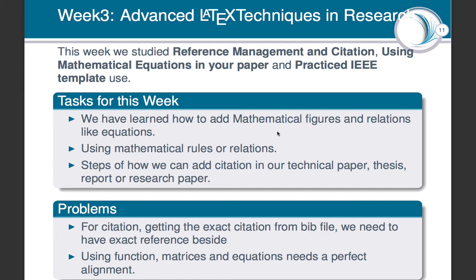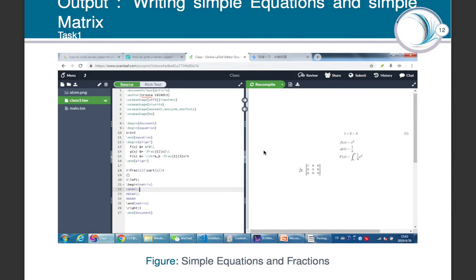Another important thing is to add mathematical figures, relations, equations, and mathematical rules when you want to include them in your manuscript. You can also use them in your IEEE format template. It's easily available on the IEEE website and journal websites, and you will see that they have some rules and regulations for making everything. So first, very simple is to make a matrix. Using a matrix is just the same as making tables.